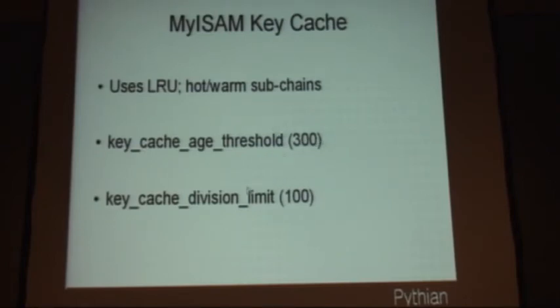The key cache division limit is the percentage of the key cache you use in the warm versus the hot subchain. Right now it's saying that 100% of the key cache can be in the warm; it doesn't have to be in hot. You can change this if you're finding that the indexes aren't doing what you're supposed to. I honestly have never changed these values, partly because most people are using InnoDB, and partly because this is a really advanced thing, deciding which subchain you should put it in, hot or warm.